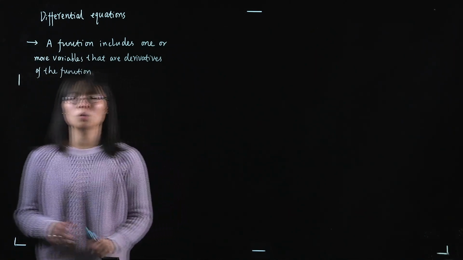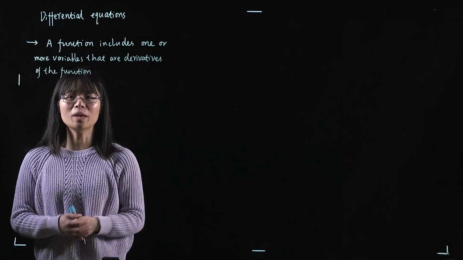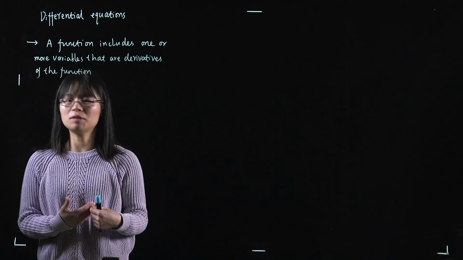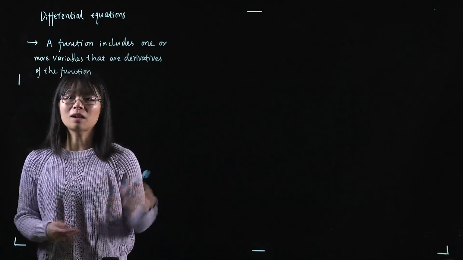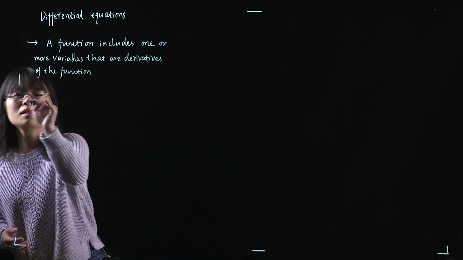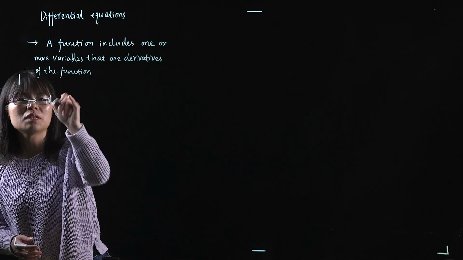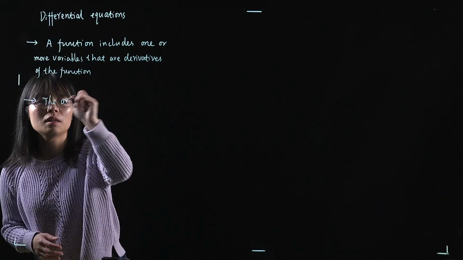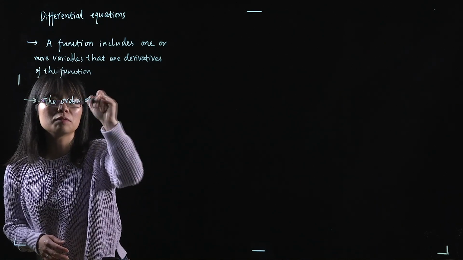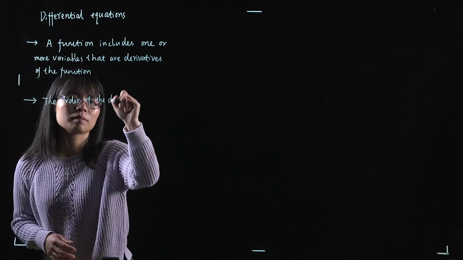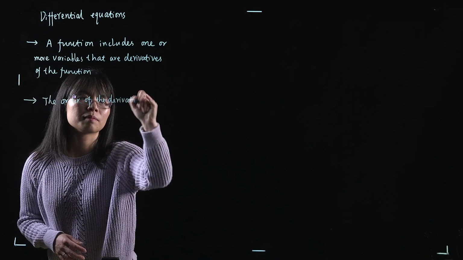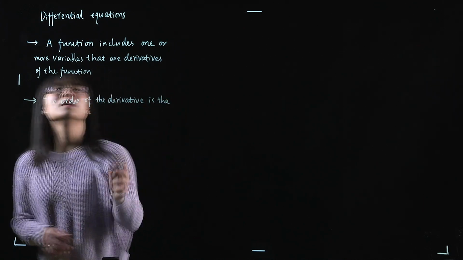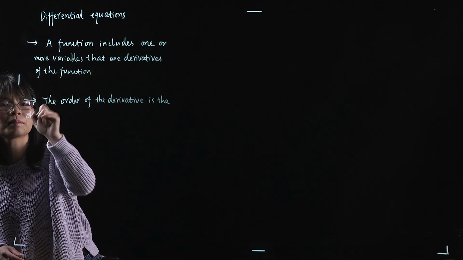In terms of the derivative, we can do first derivative, second derivative, third derivative or any other higher order of derivative, and the order of the derivative determines the order of this differential equation. The order of the derivative is the order of the differential equation.